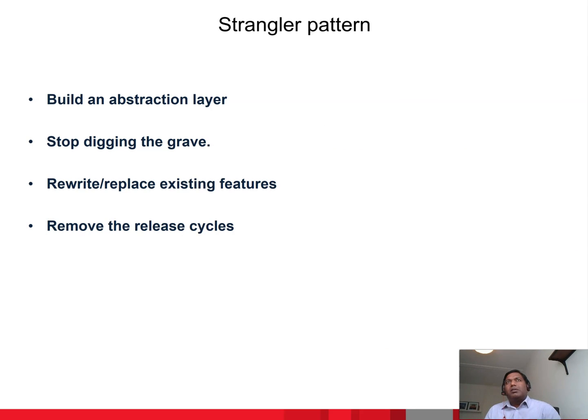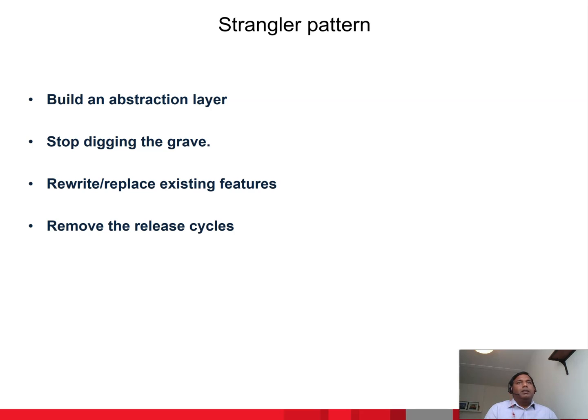So when we talk about the Strangler application pattern, it comes in four parts. We need to build the abstraction layer. We need to stop digging the grave, meaning we don't need to work on the existing module. We can rewrite and replace existing features, and we need to eliminate.